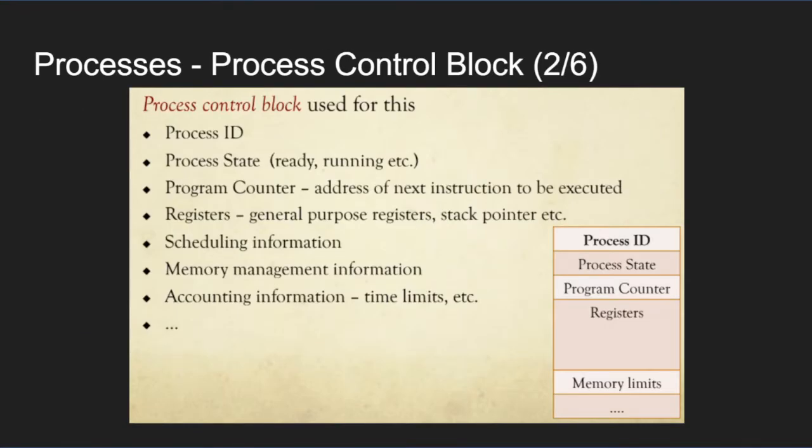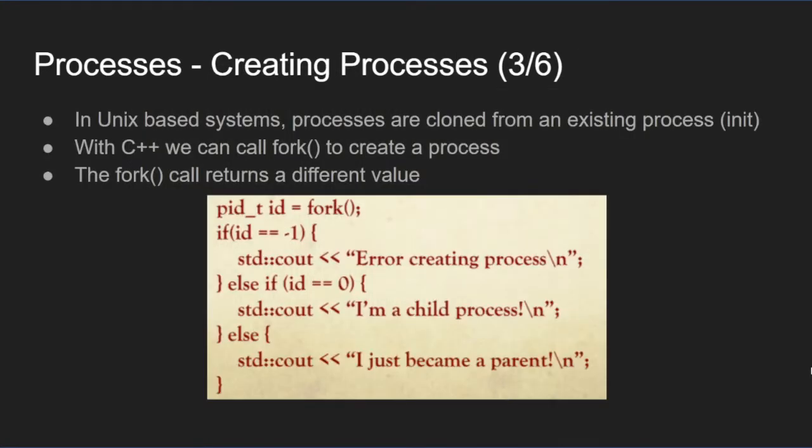Now, the process control block is simply a data structure that keeps track of various information about a process. As you can see, it contains the process ID, the process state, program counter, registers, and all this other information. Now to the really important stuff: creating a process.